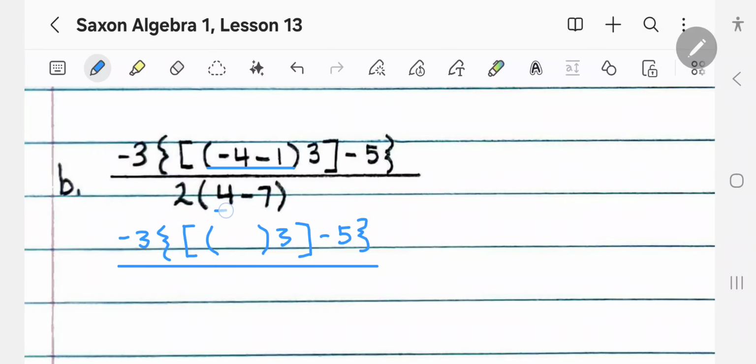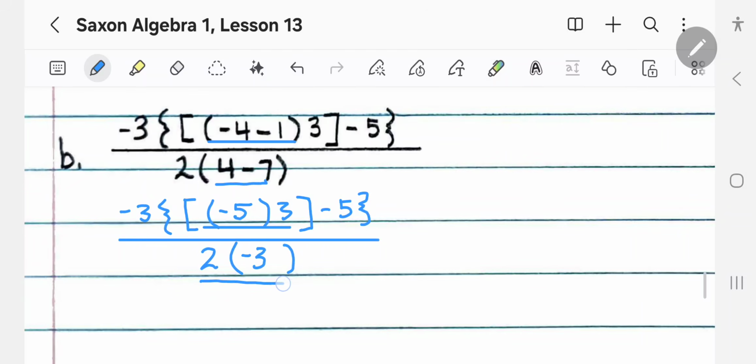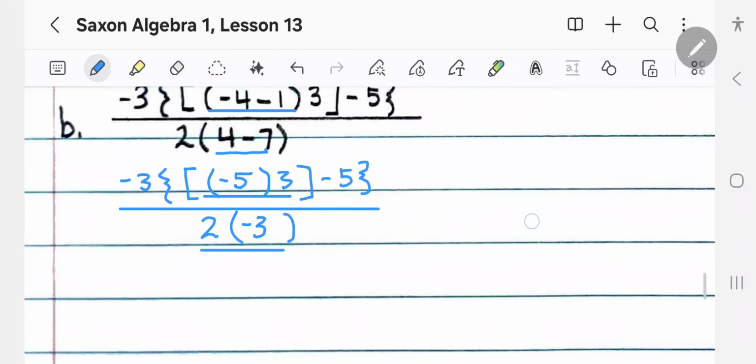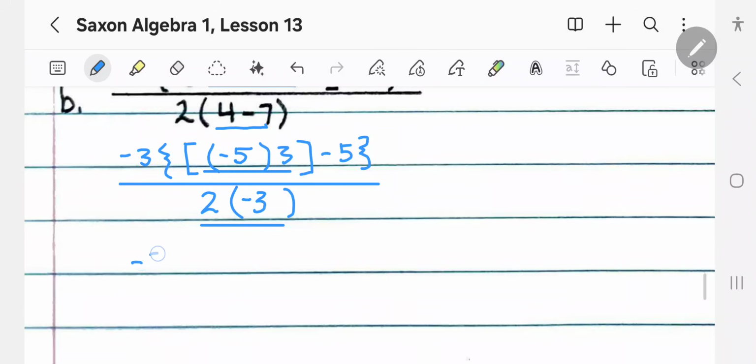I'm going to go ahead and do these in the denominator. Okay. So back in the numerator, -4 minus 1 would be -5. In the denominator, 4 minus 7 is -3. Going back up to the numerator, I've got a multiplication in here. So I'm going to go ahead and do that. And I can go ahead and do this multiplication here. Copy everything else down.